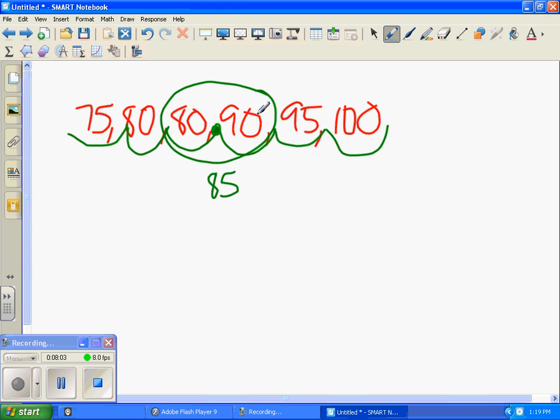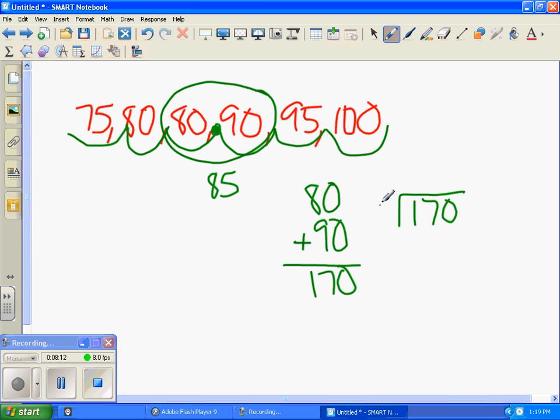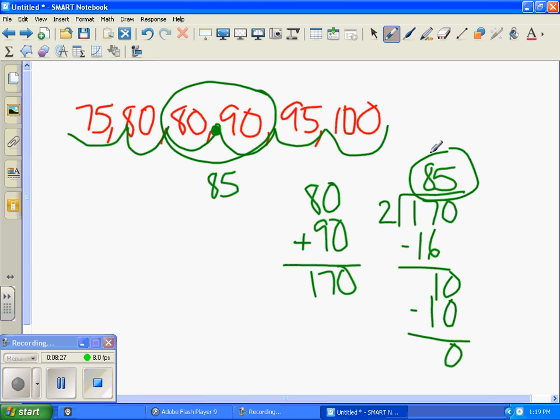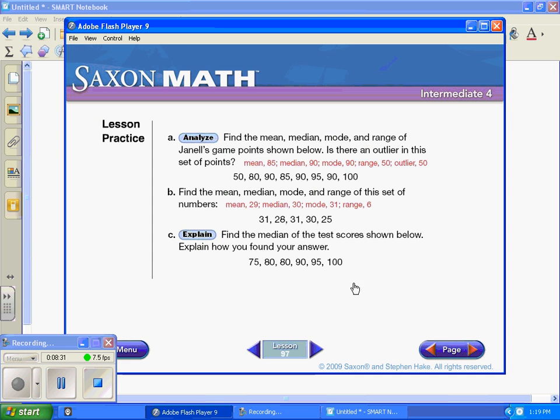If we still go through the steps and add 80 and 90, we're going to find the average here. 8 and 9 is 17. 170 divided by 2. How many groups of 2 out of 17? Be 8. 8 times 2 is 16. Subtract, bring down. How many groups of 2 can I get out of 10? 5, because 5 times 2 is 10. And so even if I do all of that math, what do I still find is my median? It's 85.